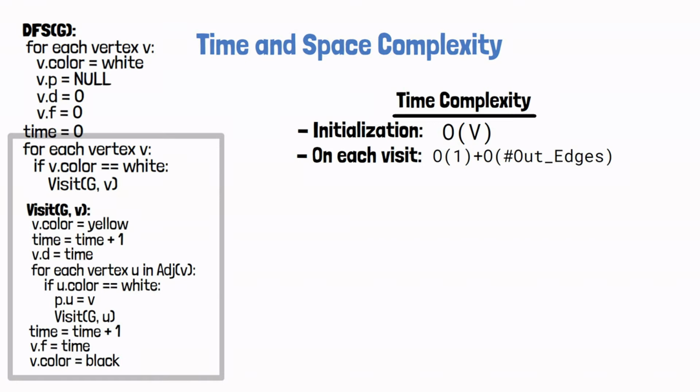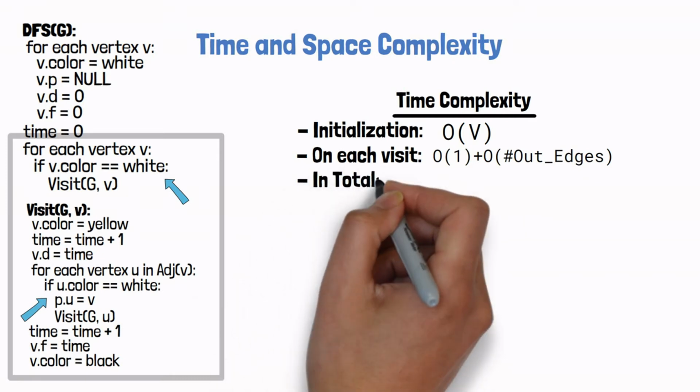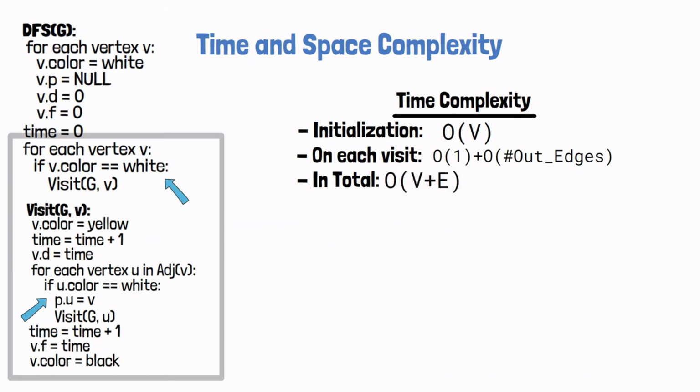To understand it, the key idea is to think about it aggregatively and ask, how many times is visit called for each vertex? The answer is exactly once, thanks to checking if the vertex is white before doing so. So in total we get big O of V plus E, by aggregating the visit time complexity for all vertices.